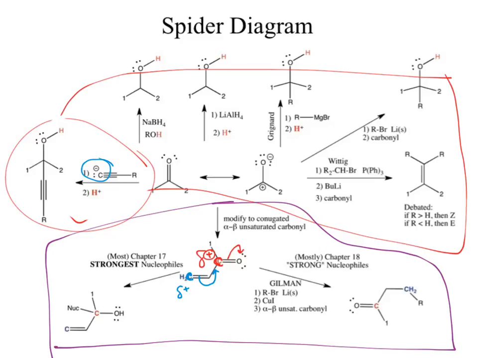And why do I mean it's not a clean line? Well, chapter 17, if it attacks the carbonyl carbon, we have the strongest nucleophiles. What would be a strong nucleophile? Hydride. More specifically, or less specifically, a negative charge. Awesome. If we move to the right-hand side, with these strong nucleophiles, where did our nucleophile attack? The beta position of our alkene. Okay. What identifies a strong nucleophile? A negative charge. Either way, we have a nucleophile with a negative charge, but it attacks different positions.